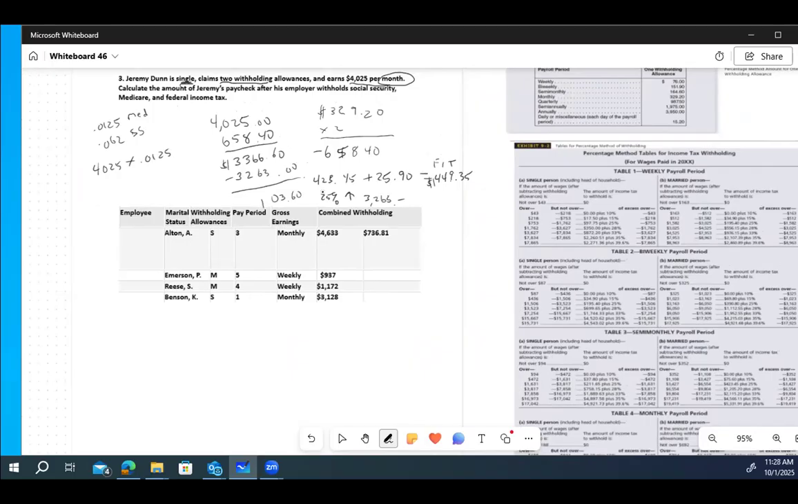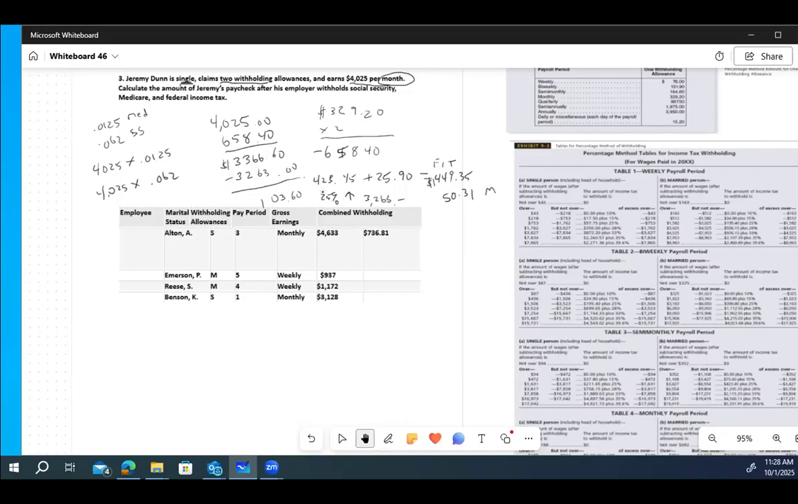0.0125. That's going to give you your Medicare, and then 4,025 times 0.062, which is 6.2%. I got that right. Yeah. All right. So then I'm going to multiply those. So $4,025 times 0.0125 equals $50.31. So we'll add that over here. $50.31. That's going to be his Medicare.